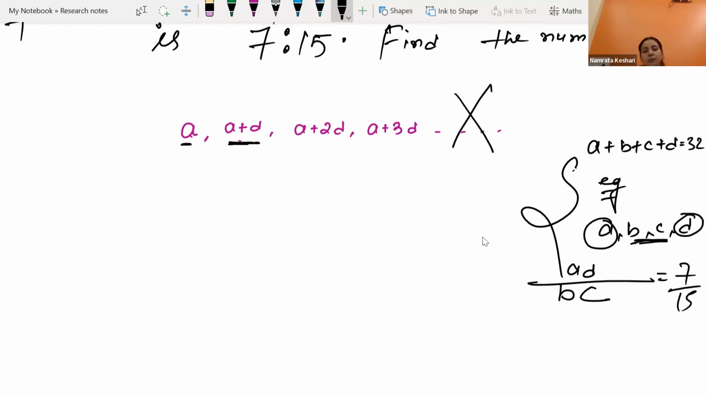Maybe no, we will not take this one. First, one of the terms will be taking this A. Let me check whether it will work or not first.